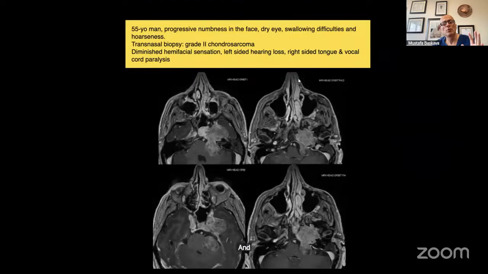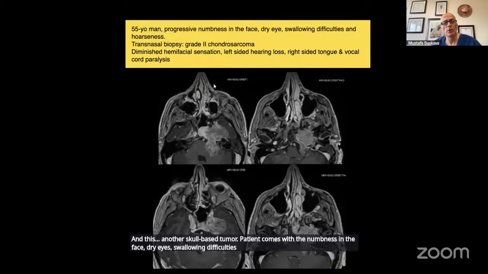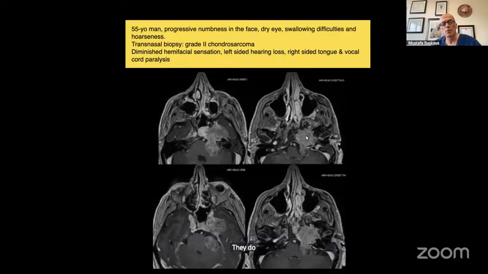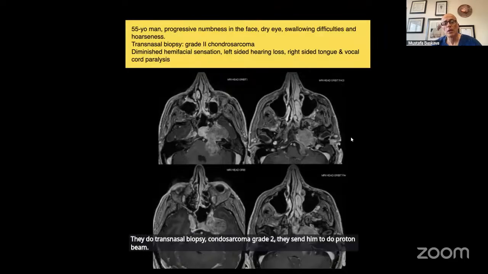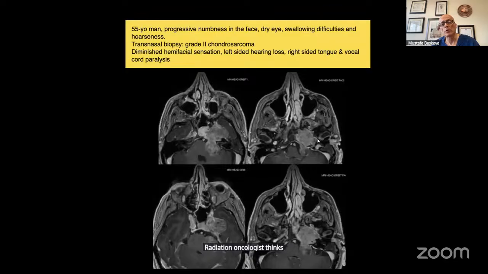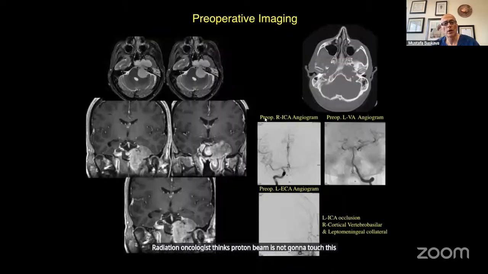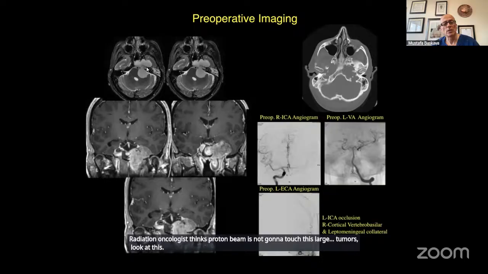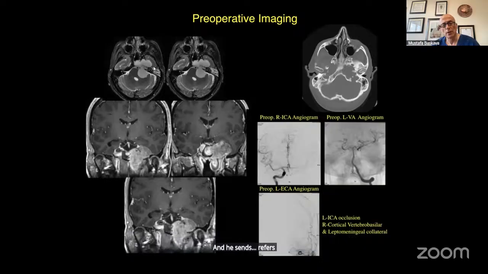And this, another skull-based tumor. Patient comes with numbness in the face, dry eyes, swallowing difficulties, double vision. They do transnasal biopsy, chondrosarcoma grade 2. They send him to do proton beam. The radiation oncologist thinks proton beam is not going to touch this large tumor. Look at this. And he refers the patient to me for surgical debulking.